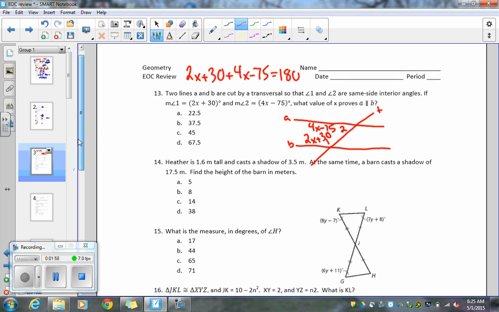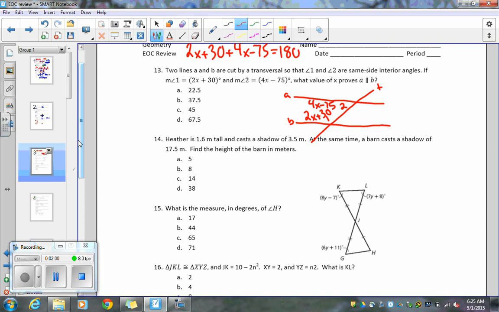All right, question number 14. If Heather is 1.6 meters tall and casts a shadow of 3.5 meters, at the same time a barn casts a shadow of 17.5 meters, find the height of the barn.